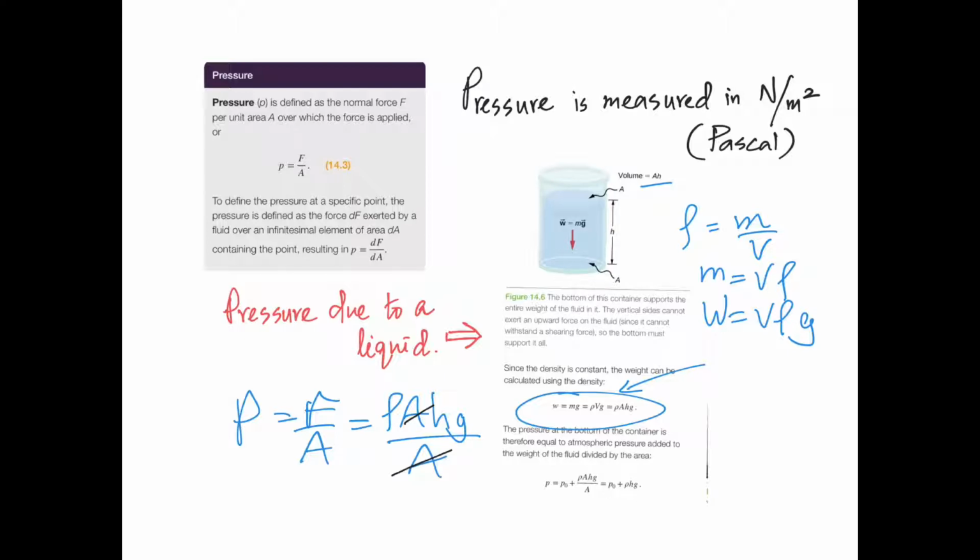Now that is the pressure just due to the liquid column alone. But remember that the atmospheric pressure is acting on the surface of the liquid. So if we call the atmospheric pressure P0, then the total pressure is going to be P0 plus rho h g. So that's the total pressure acting. This simply means that as the height of a liquid column increases, the pressure also increases.